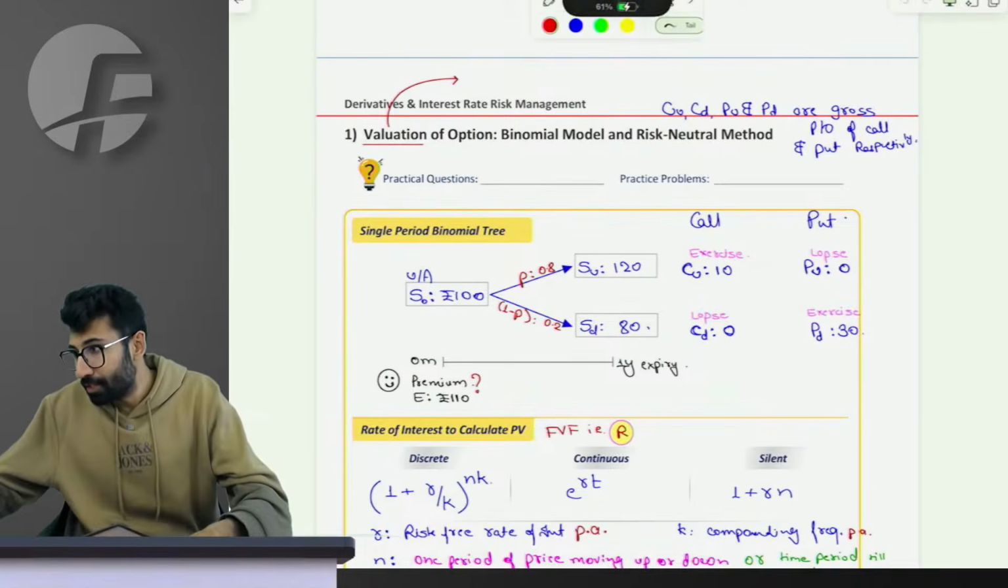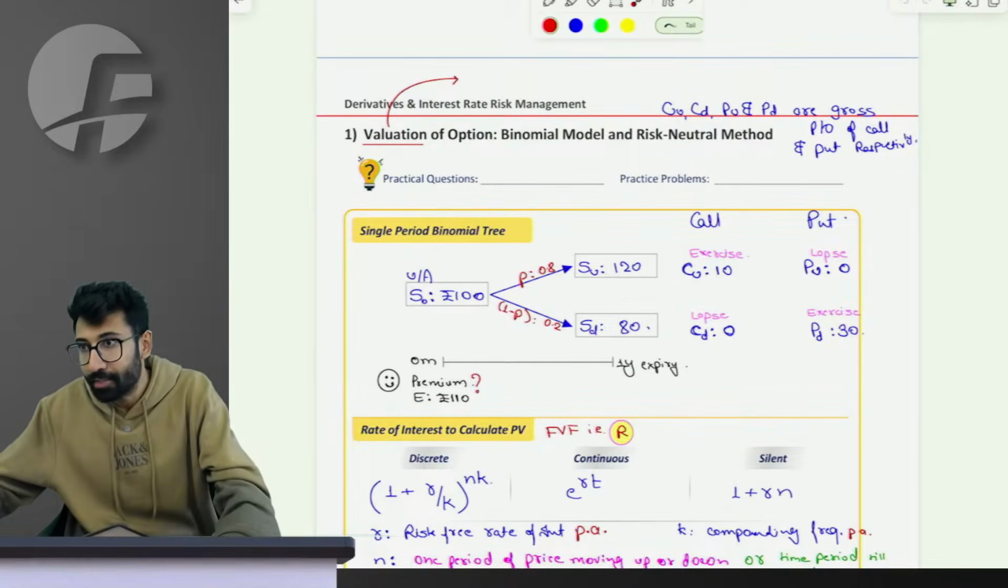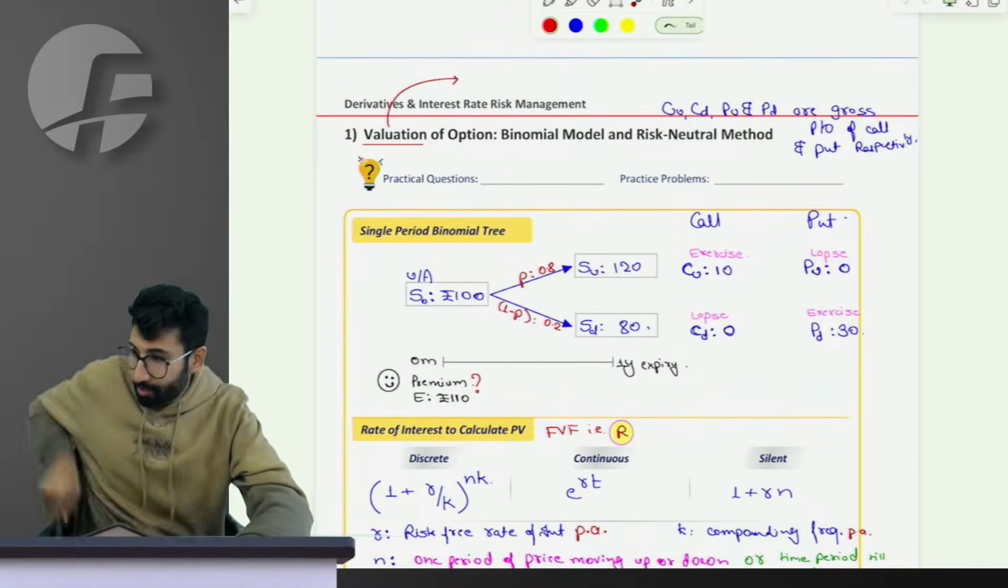Someone says the OBS got disconnected. Is it the case, people? It got connected again. Just give me a second.